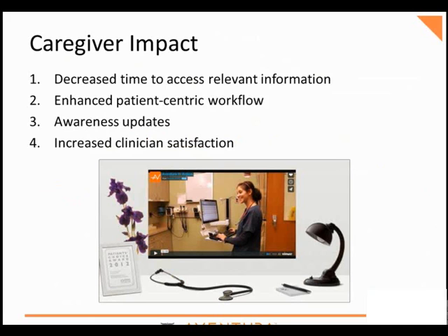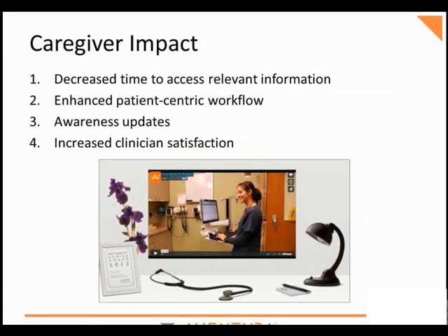So the biggest impact from a caregiver perspective, and the feedback we've gotten initially, is that it really decreases their time to get to the information they need. That's the thing that, when I walk the floors and talk to the nurses, they're always asking me, how can I do this better? It seems like such a waste of time.